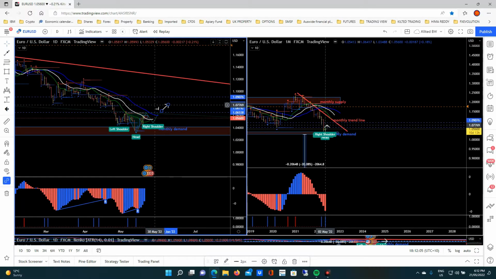The other reason I like taking inverse head and shoulders is a lot of retail traders and beginning traders don't find this an easy pattern to see. What I've found is a lot of traders will readily and quickly see head and shoulders, but the inverse head and shoulders, for some reason, is a little bit more difficult for beginner traders to identify. So I actually like taking the aggressive entry.